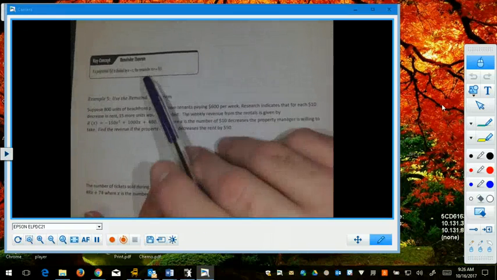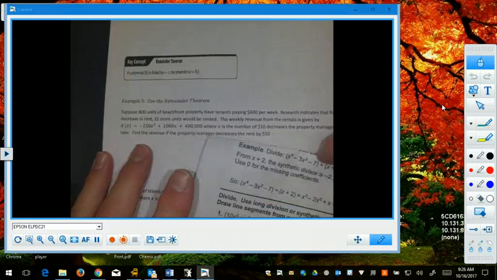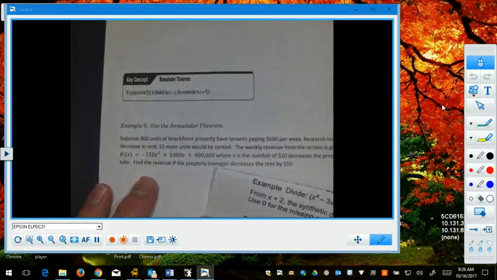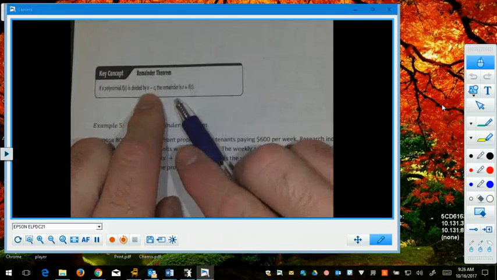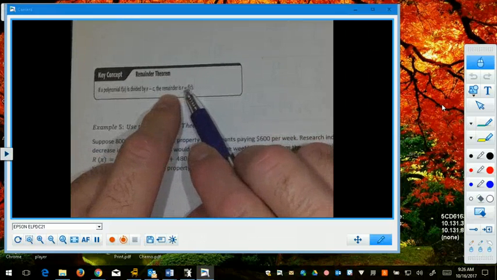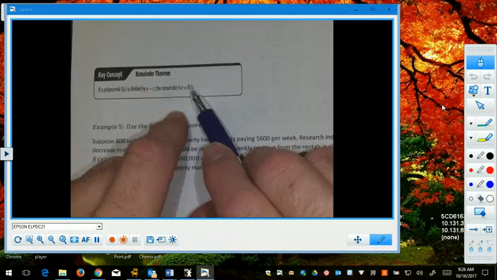Notes on the remainder theorem. But first, the remainder theorem says that if a polynomial f of x is divided by a factor, x minus c, then the remainder is the same as the output when you put in x equals c.